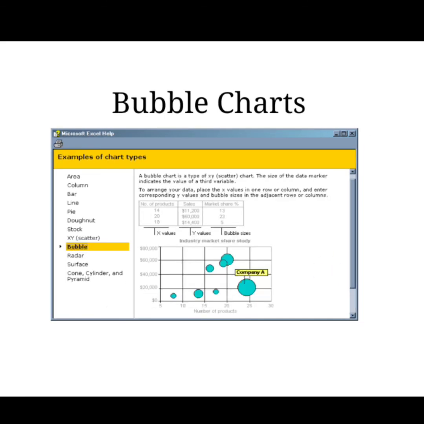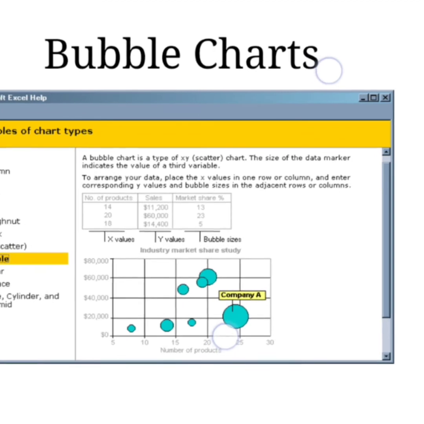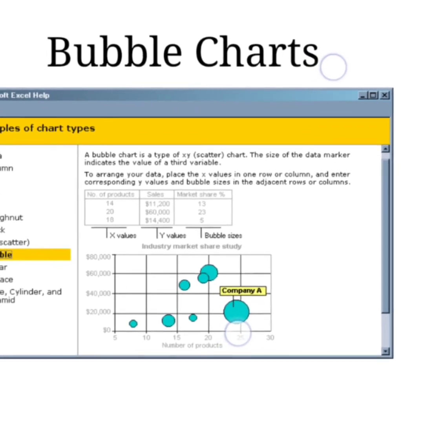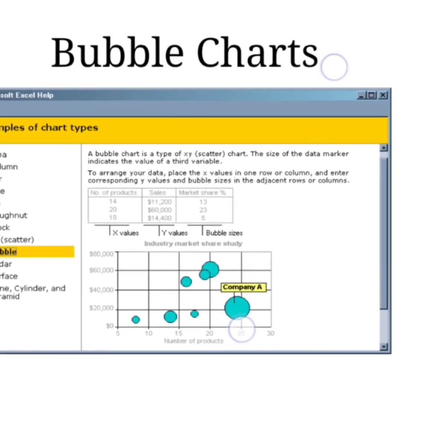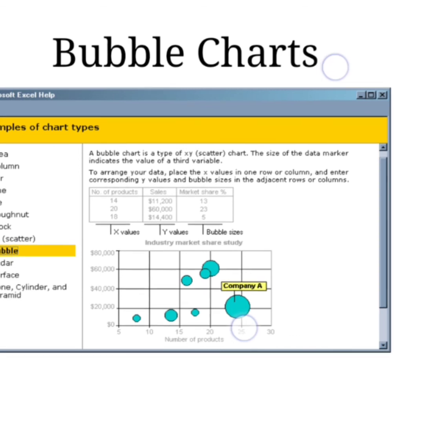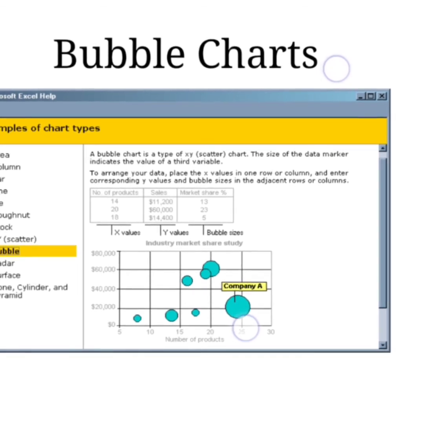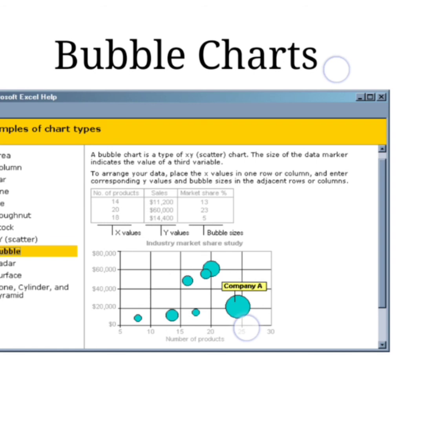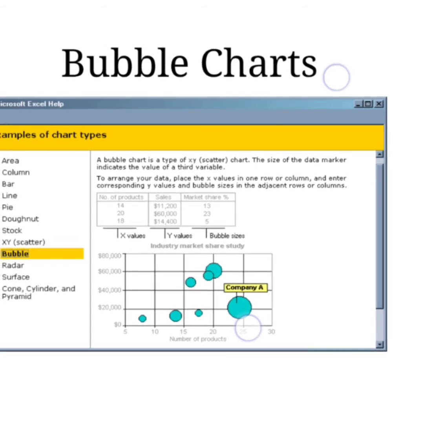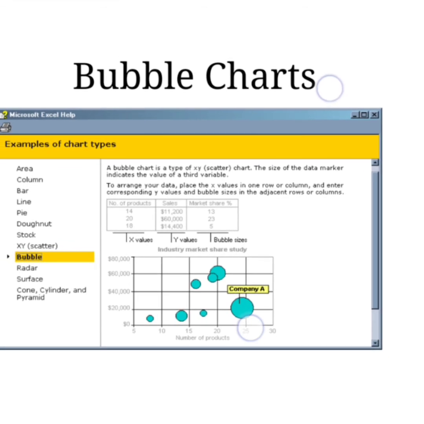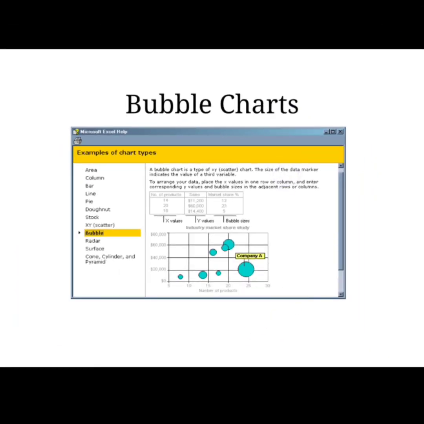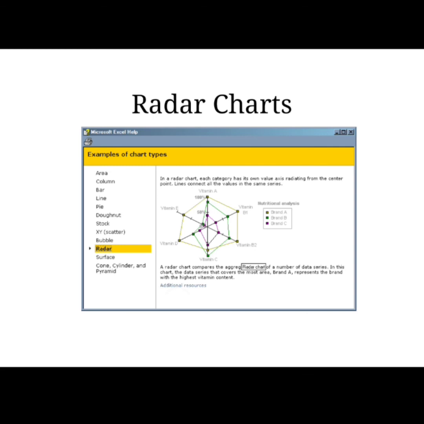There will be bubble charts. The bubble chart is a type of scatter chart. The size of the data marker indicates the value of the third variable. You arrange your data into rows and columns and then enter the corresponding values, and the bubble size in the adjacent row or column. So there will be bubble charts also.